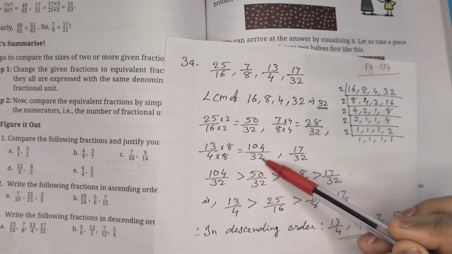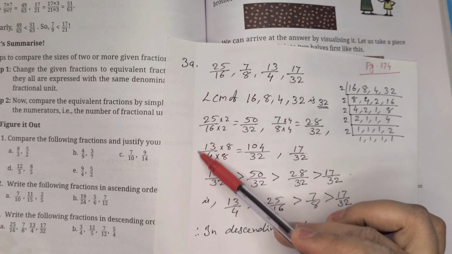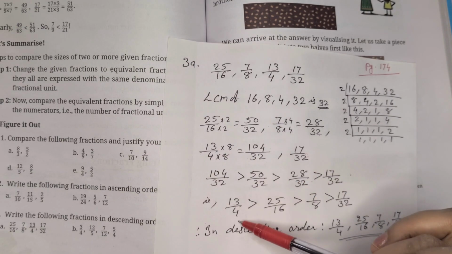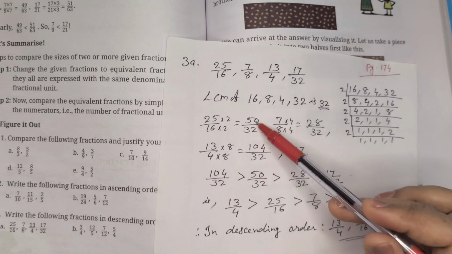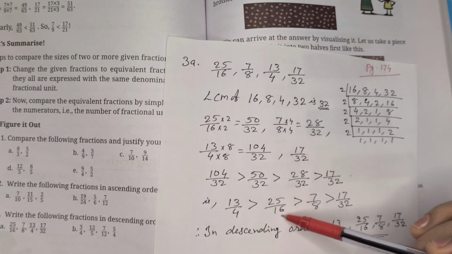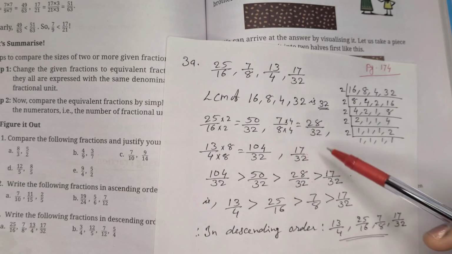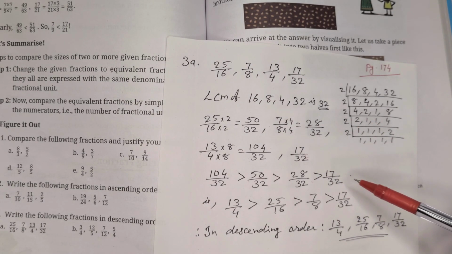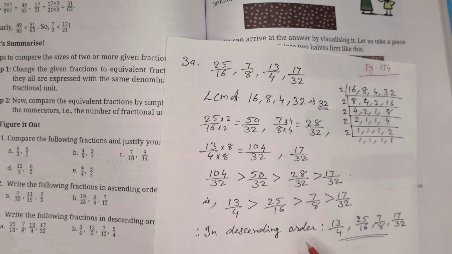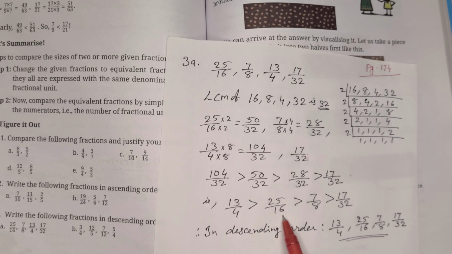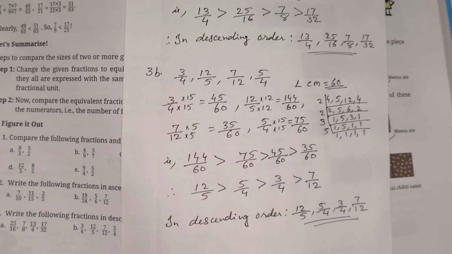Corresponding to that, we have to write the given fractions. In place of 104 by 32, the original one is 13 by 4. So 13 by 4, and in the same way 25 by 16 and 7 by 8, then 17 by 32. So now we can write in descending order: 13 by 4, 25 by 16, 7 by 8, 17 by 32 is the descending order.